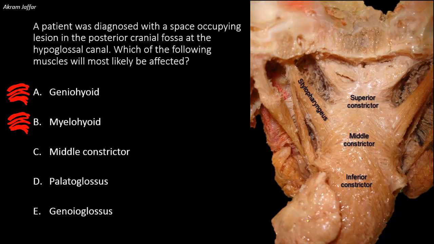So the middle constrictor is supplied from the pharyngeal plexus through the vagus, which carries fibers from the cranial root of the accessory nerve that are carried from the nucleus ambiguus, and it is not supplied by the hypoglossal nerve that passes through the hypoglossal canal, and the option is wrong.